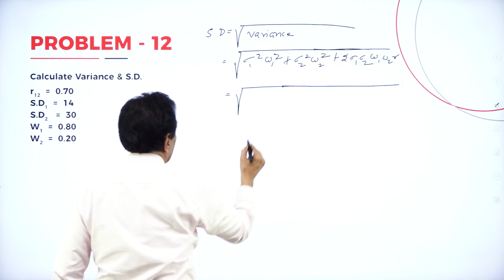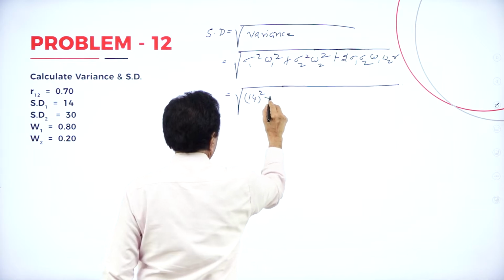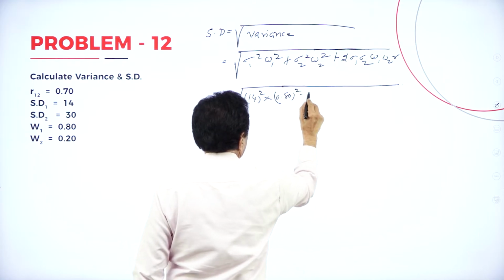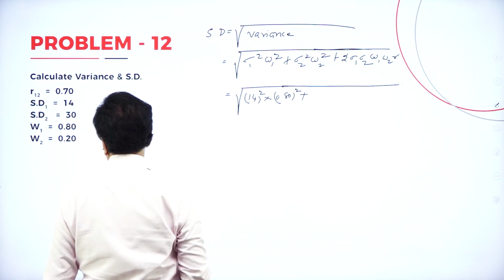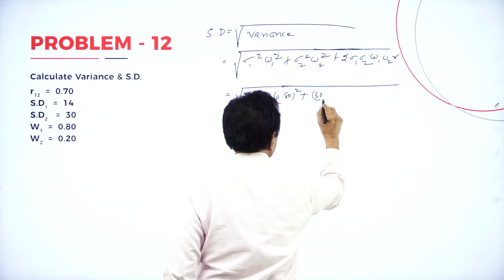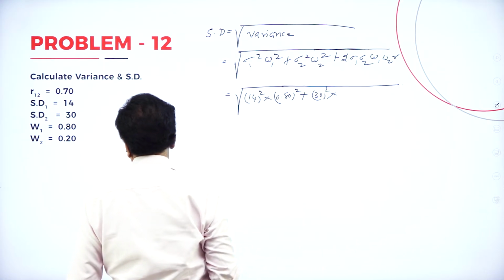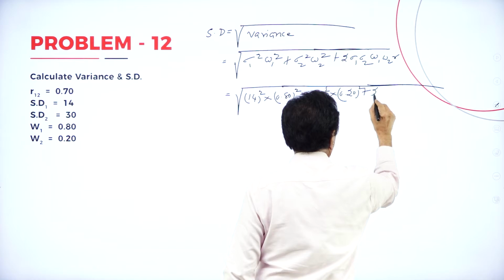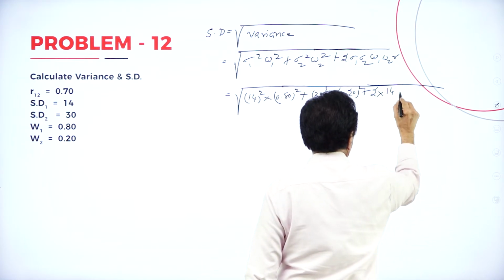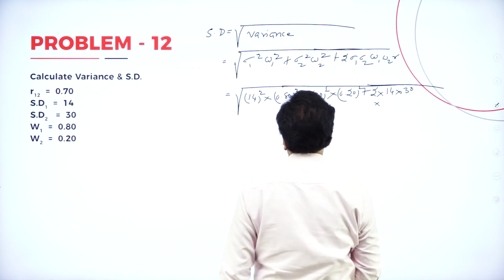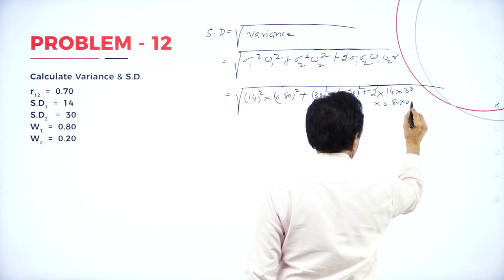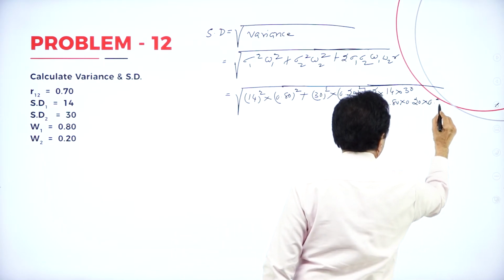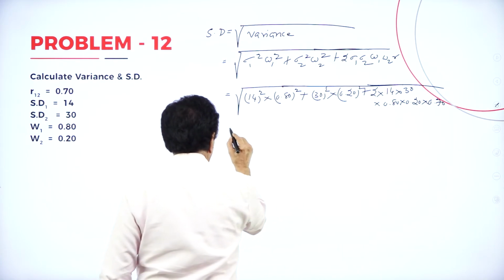what is standard deviation 1 square? 14 square, W1 square, 0.8 whole square, standard deviation 2 square, 30 square, W2 square, 0.2 whole square, plus 2 into 14 into 30 into 0.80, 0.20 into R is 0.70. Simplify.